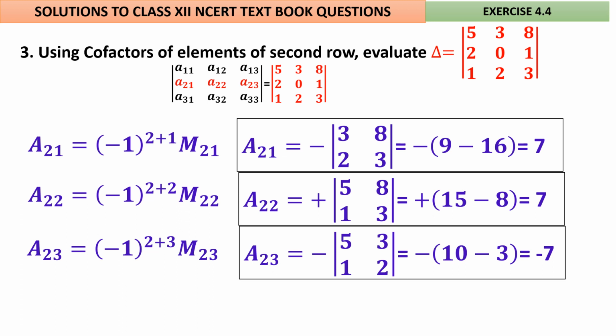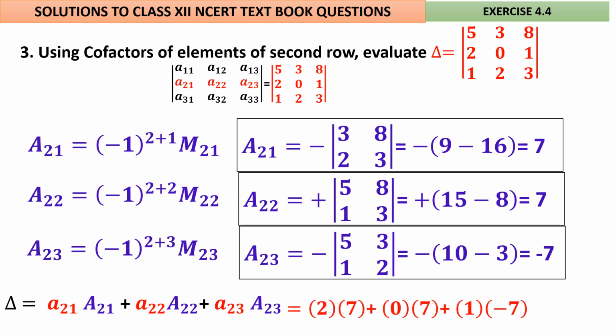Now what do you have to do now? The value of the determinant is the element multiplied by its cofactor. A21 multiplied by the cofactor, A22 multiplied by the cofactor, and A23 multiplied by its cofactor. So 2 into 7 plus 0 into 7 plus 1 into minus 7. Therefore, the final answer is 14 minus 7. Answer is 7. And please note, you can find the cofactors of any row or any column, and if you apply it, the final answer will be the same, because you know that the value of the determinant is uniquely determined.